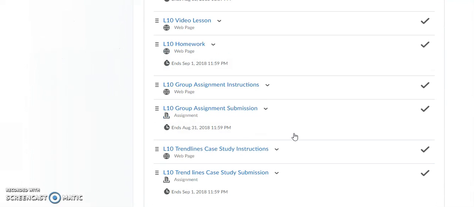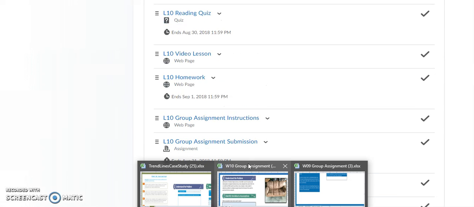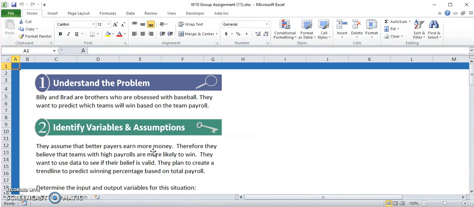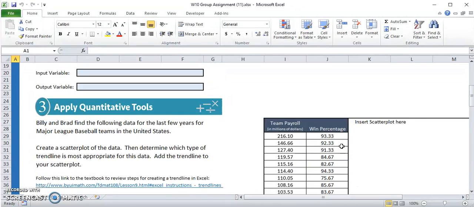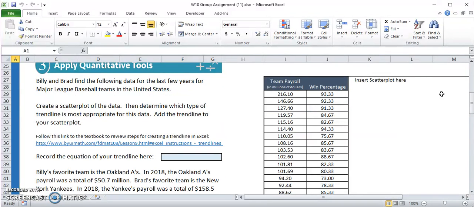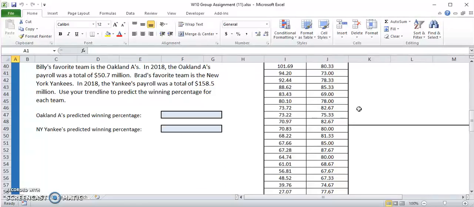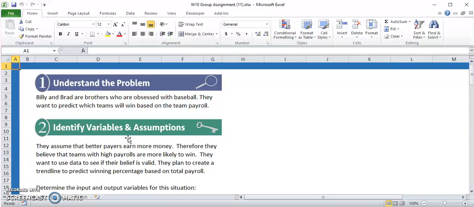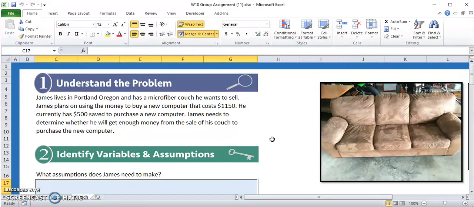Lesson 10, you have your group assignment and another case study, so let's look at both of those. And so your group assignment has 3 different situations here where you're working through this quantitative reasoning process, and you'll be using this data to make some scatter plots and then adding in trend lines. And then you'll be using that information to make your decision for each of these. And so you start off with this baseball one, and then you have car sales where you're doing the same thing, and a couch.